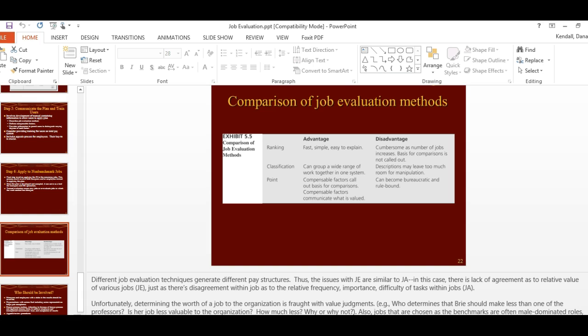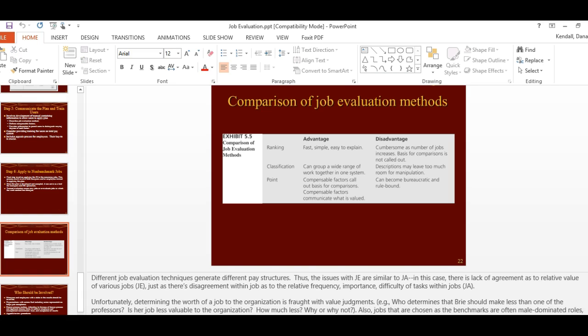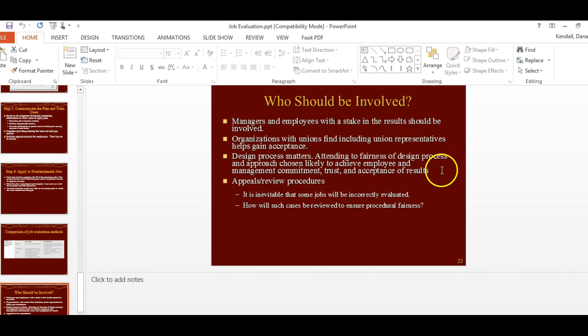Also, jobs that are chosen as benchmarks are often male-dominated roles. So there's some more empirical work on this, and basically it makes the jobs that are characterized by women less important and therefore paid less. And so we see some of this in just the overall pay disparities across gender. Which method should we rely on? Well, experts don't agree, but we do know from empirical research that the method does determine the results, and the value judgments we make do matter in terms of setting pay structures.